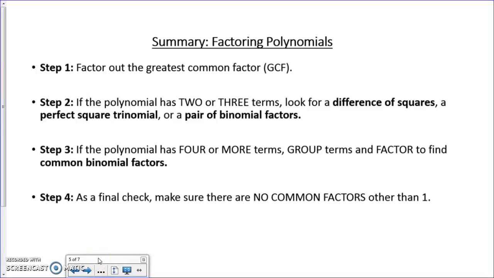So you're going to want to know what to start off with. First thing is you always look for the GCF. Now, if the polynomial doesn't have a GCF, then you skip to step 2. If it does have a GCF, then you factor it out and you bring that GCF along for the ride until you get to the final answer.